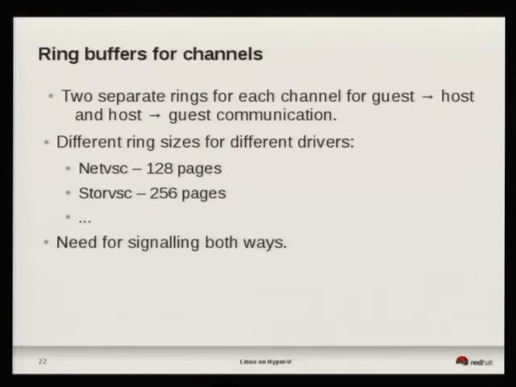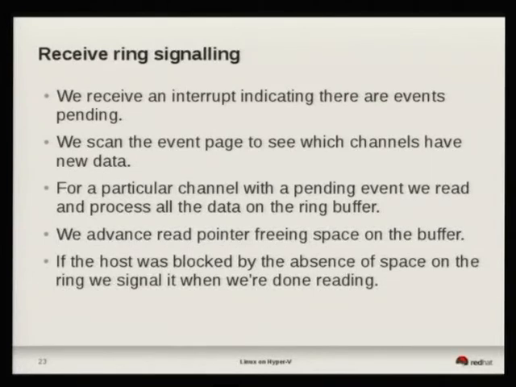So we need to somehow signal that there is data. On the receive ring, this is not symmetrical. On the receive ring, we receive this physical hardware interrupt when there is data. So we check this event page, figure out which channel it has, go there, and we are supposed to read all the data which is on the channel. Because if we have more than one packet there, we won't receive new interrupts for the remaining. So we need to read them all. At the same time, if the whole ring was filled with data, we need to signal the host back, OK, we processed the data. There is some space there.